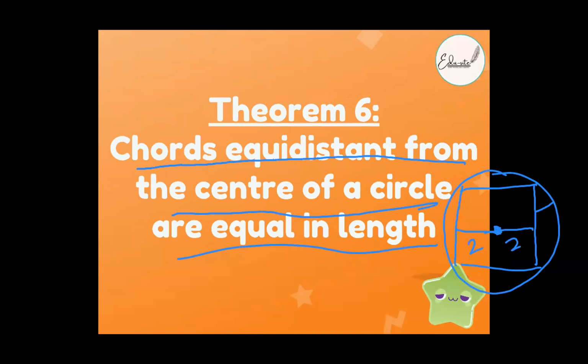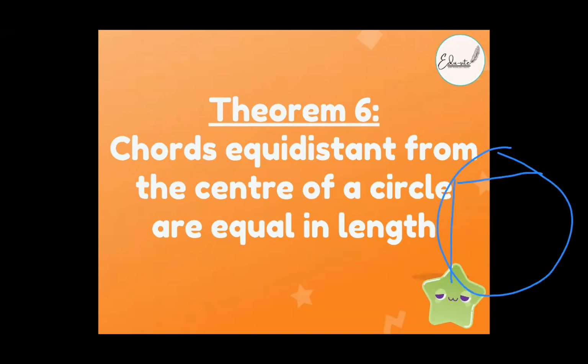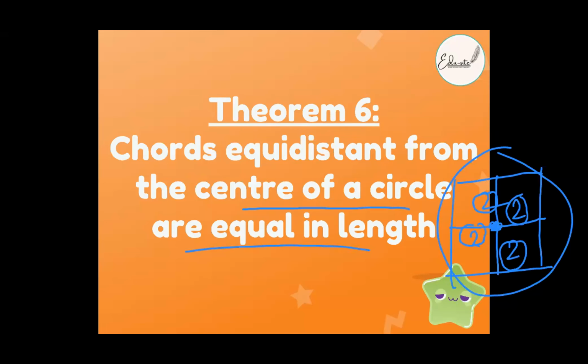It's nothing but this: if you draw chords in a circle which are equal in length, and you measure the distance between each chord and the center of the circle, you will find that these distances are always equal. And the converse of this theorem is that if you draw chords and find 2 centimeters as the distance between each chord and the center, then these chords will have equal length. It's just the converse of theorem number 5. That's all. Any doubts in it?